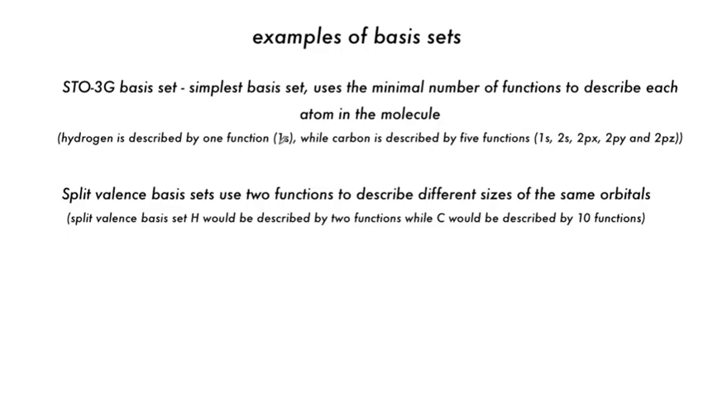Then sometimes we have what are called split valence basis sets. These use 2 functions to describe different sizes of the same orbitals. So a split valence basis set for hydrogen would be described by 2 functions, while carbon would be described by 10 functions.